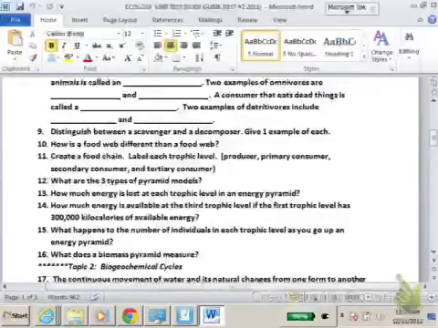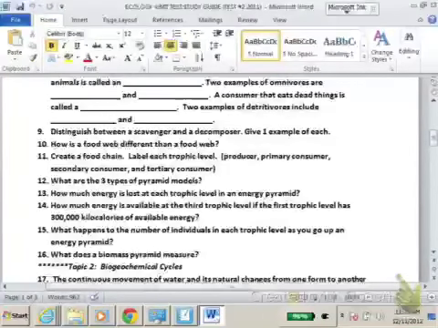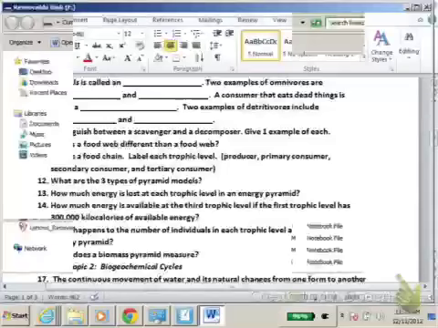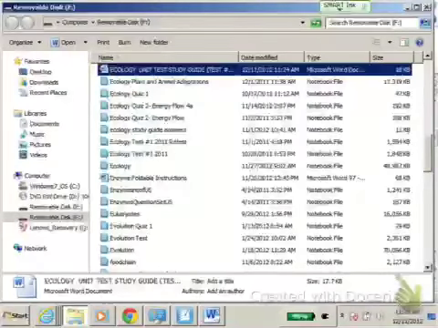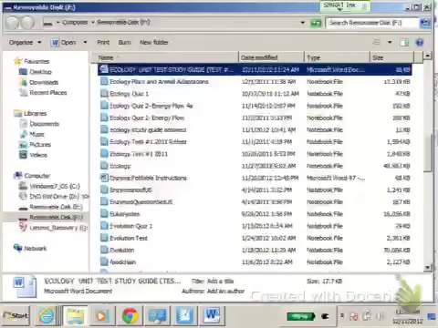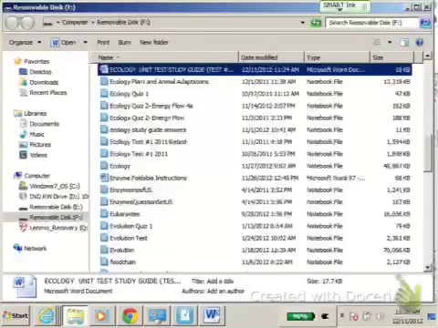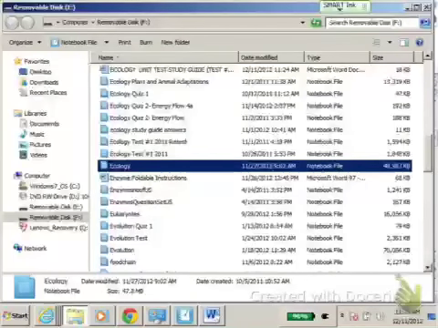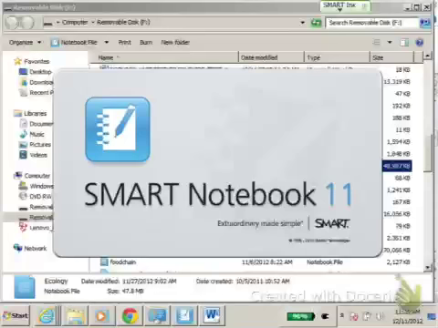Okay, so let's look at number 12. What are the 3 types of pyramid models? Well, we had 3 types of pyramids. If you look on here, we had an energy pyramid. We had a pyramid of biomass. And we had a pyramid of numbers. I'm going to open that for you and show each one of those.